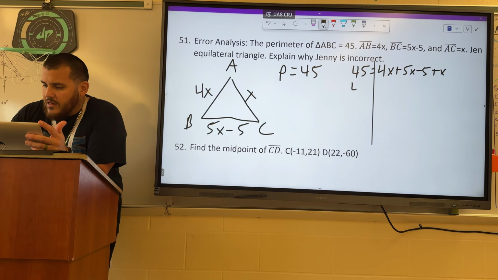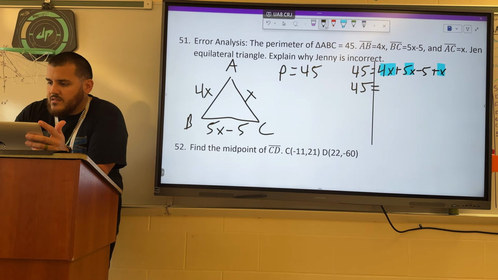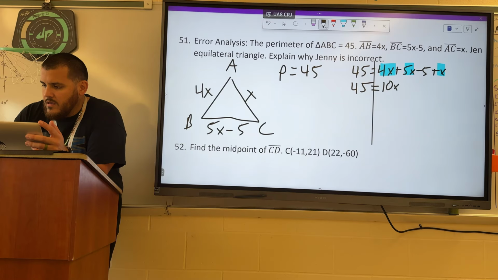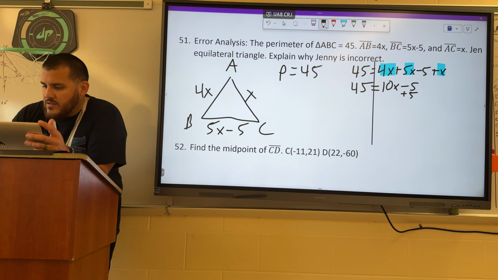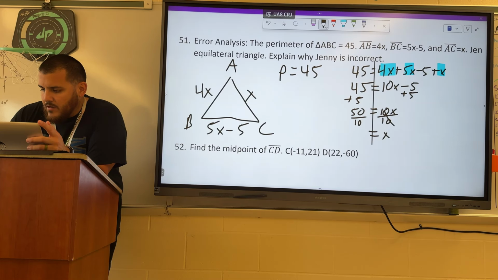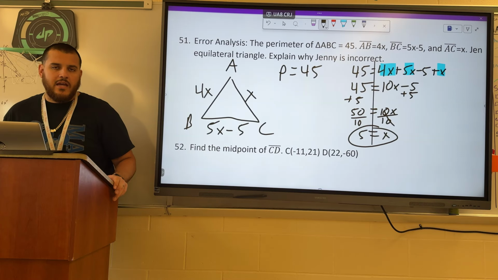Right, if we're combining all of our x's there on the right, we have 4x plus 5x plus x, that's 10 x's. Still have the minus 5. I can get the 10x alone now by adding 5 to both sides. So that gives me 50 equals 10x. Then I can get x by itself by dividing both sides by 10. That'll give me 5 for x here.